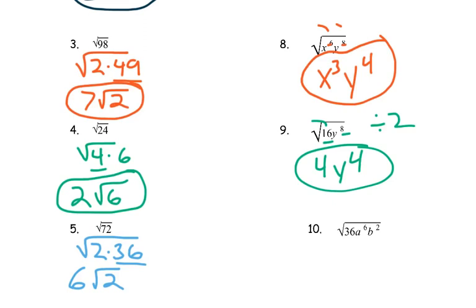And the last one on this page, here we've got 36, a to the 6th, b to the 2nd. Well, 36 we like is a perfect square. A to the 6th, even exponent. B to the 2nd, even exponent. All is good. They all get to escape. So the square root of 36 is 6. Divide your even exponents by 2. So a to the 6th becomes a to the 3rd. And b to the 2nd becomes b.